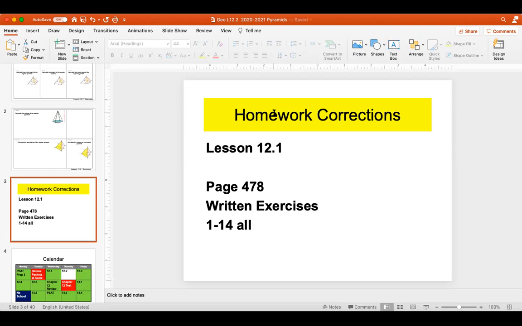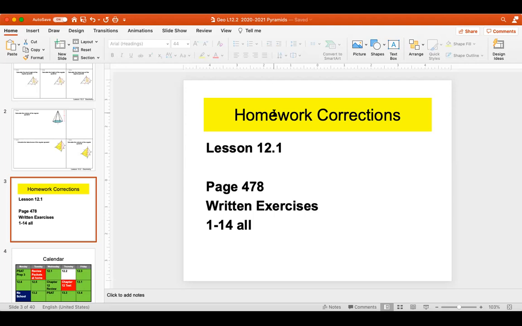Number six, I think we did this one in class. The lateral area was 54x squared units squared. Total area is 94x squared square units. And the volume is 60x cubed units cubed. Yeah, we did do that one in class yesterday. I remember doing that with Matt.